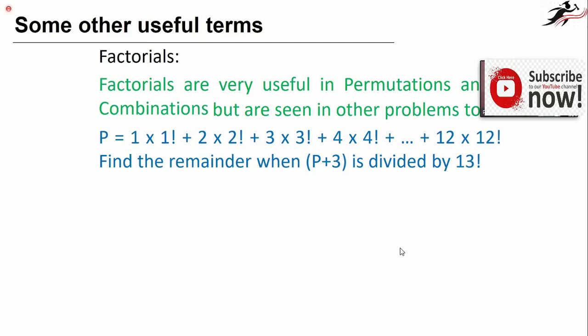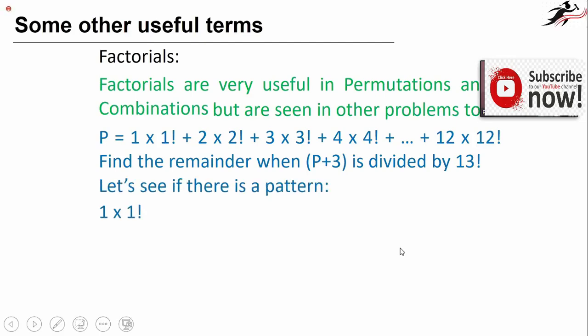Try to form a pattern over here. What is 1 into 1 factorial? 1 into 1 factorial, that's 1. If I add, look at the question, 2 into 2 factorial to it, what will be my summation? That is 5.